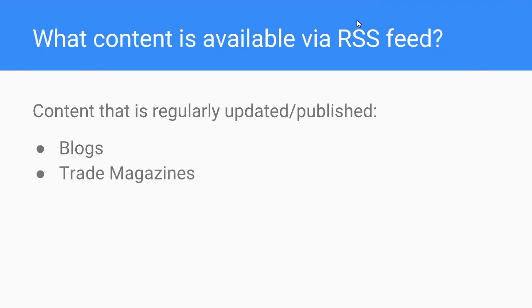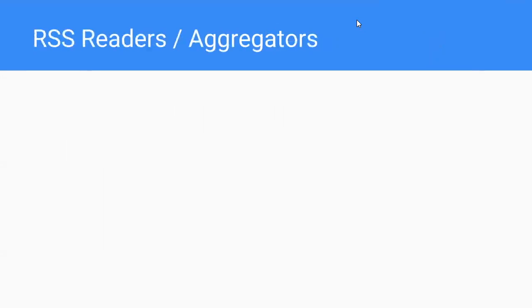Trade magazines often have this available. News websites often have RSS feeds. The New York Times has a wide range of news feeds that you can subscribe to on specific topics. If you go to the New York Times website, there's actually an RSS feeds page of all the different feeds you could subscribe to. Podcasts are often delivered by RSS and have feeds available.